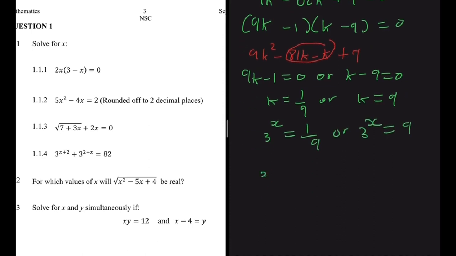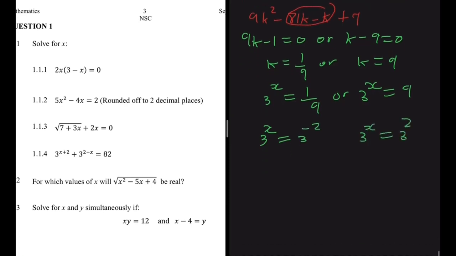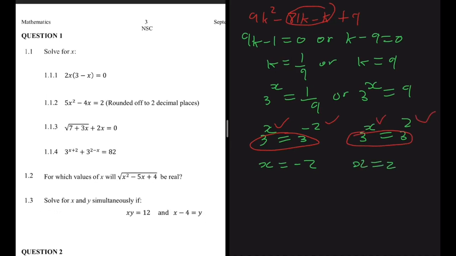Yeah, so let's see. Here we have 3 to the x. 1 divided by 9, you can write it as 3 to the minus 2. And here you can write 9 as 3 to the power of 2. So we have x is equal to minus 2, same bases. So we drop the bases and equate the exponents. Here we're going to have x is equal to 2. And that's how you essentially solve your problem.